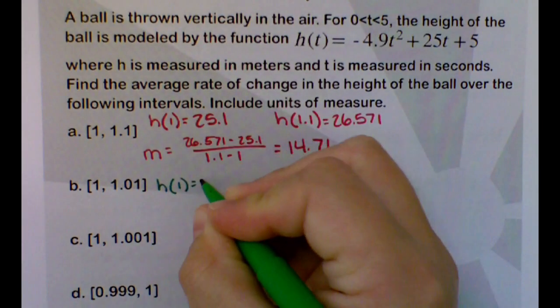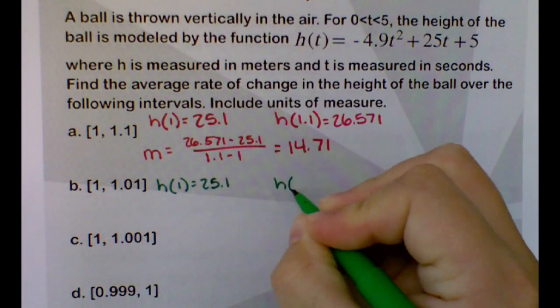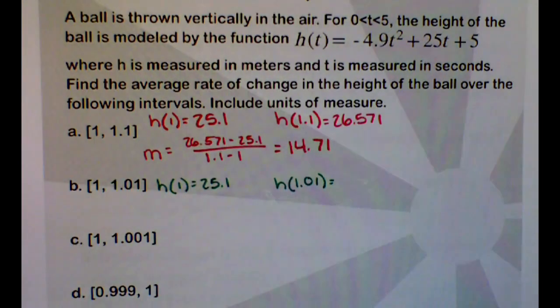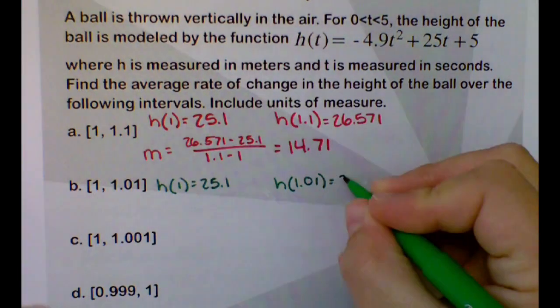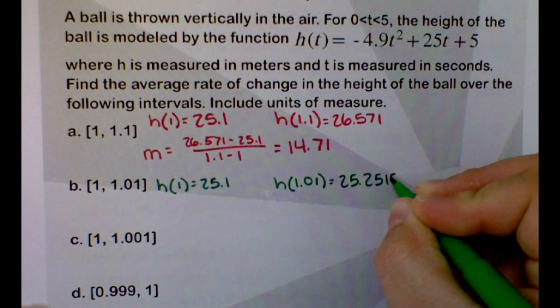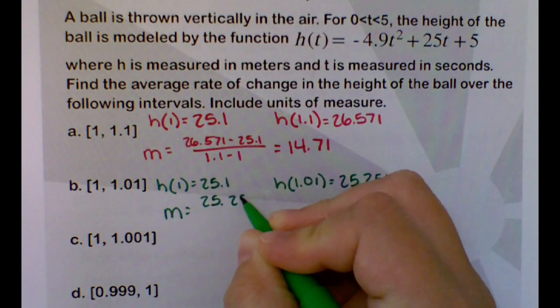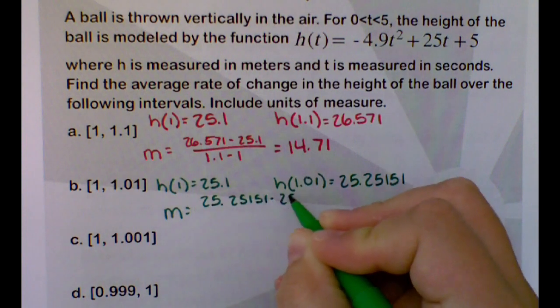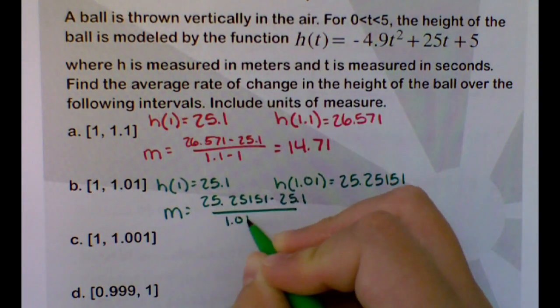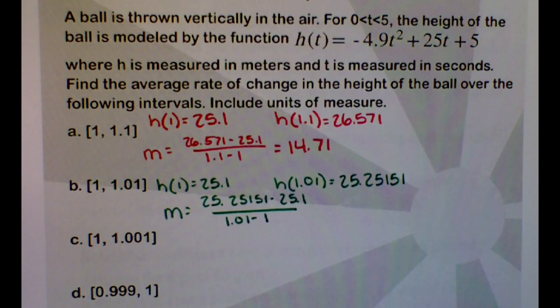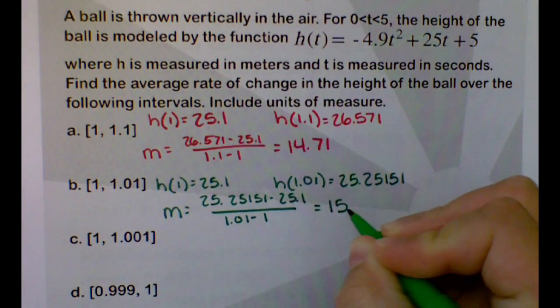H of 1 is still 25.1. H of 1.01 is 25.25151. I find my slope by taking 25.25151 minus 25.1 over 1.01 minus 1. So 25.25151 minus 25.1, and divide that by 0.01. We get 15.151.